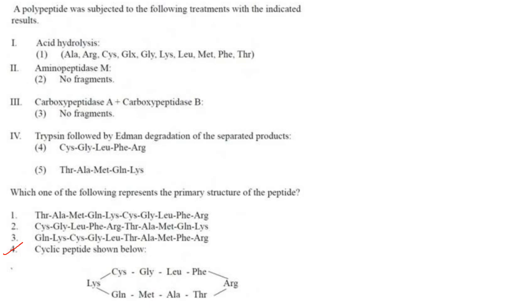So carboxypeptidases cleave at the C-terminal ends. Then aminopeptidase M catalyzes the cleavage of all free N-terminal residues. But if you see the question, with aminopeptidases and carboxypeptidases, there are no fragments being obtained. This happened because neither the N-terminus nor the C-terminus is free, which means that your protein is circular or cyclic. So a cyclic peptide as shown. Answer is option 4.